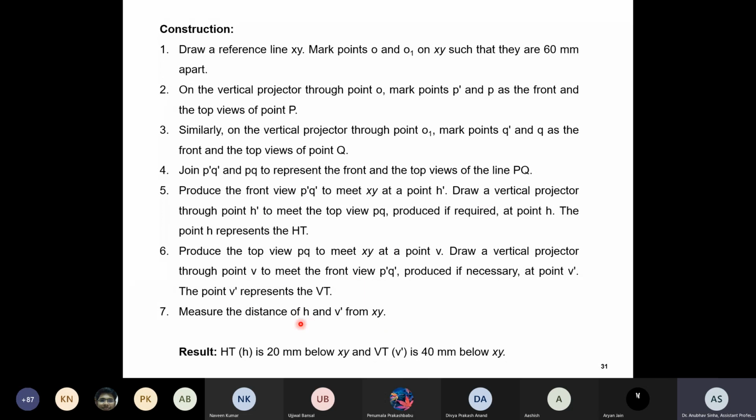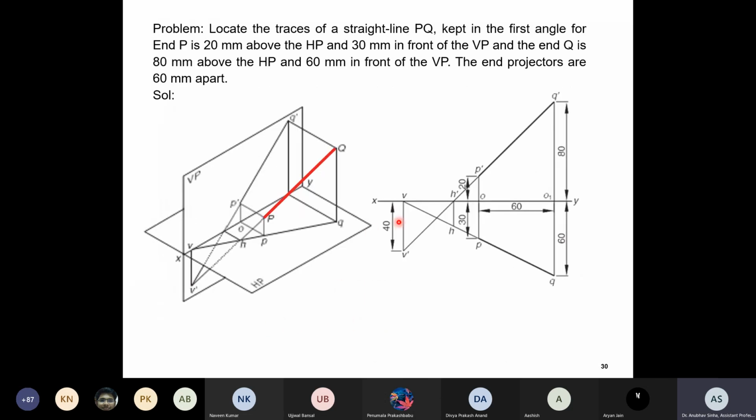Now measure the distances of H and V dash. This is actually given as 40 and 60. This is what you have to measure. Sorry, 40 and 30. The distance of H from the XY line and the distance of V dash from the XY line. So these are your horizontal and vertical traces.